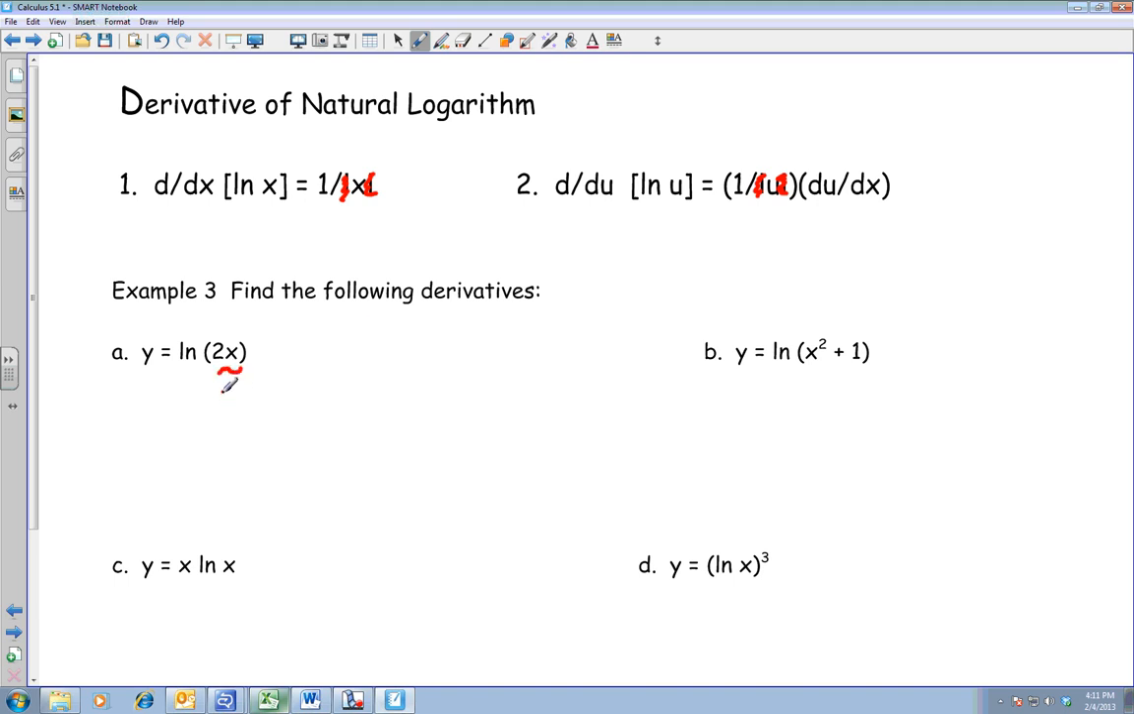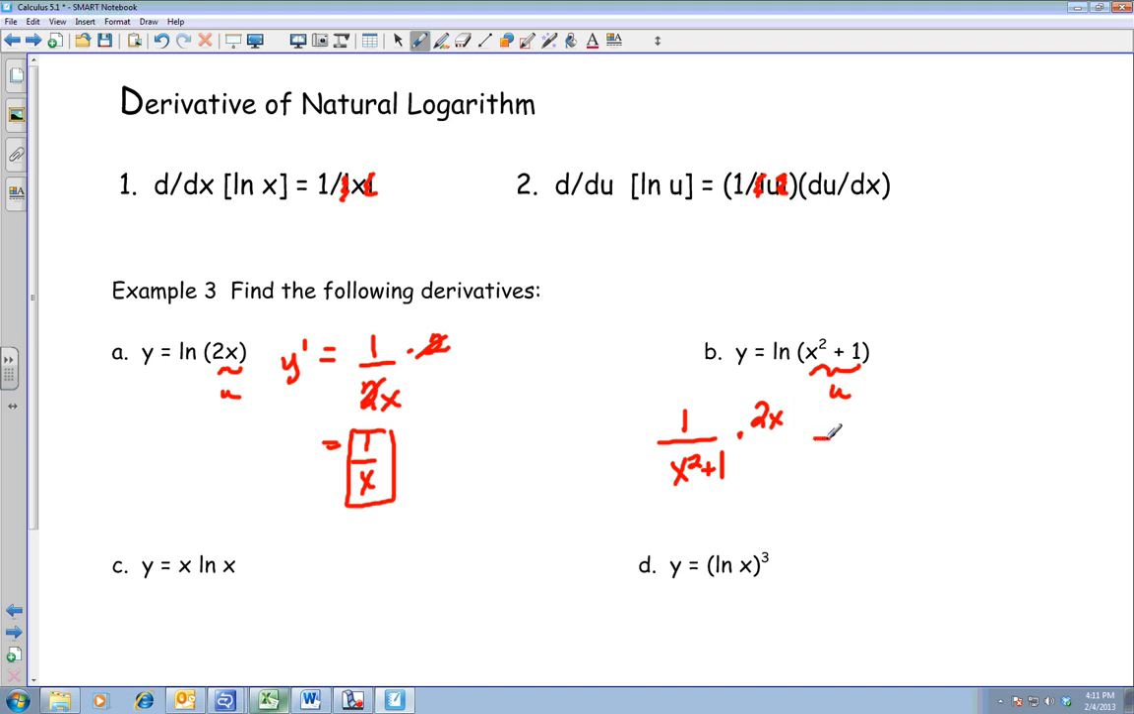So we've already done these. This is my u. So y prime would equal 1 over my u times the derivative of my u. So my 2's cancel, 1 over x. Part B, find the derivative of natural log of x squared plus 1. Here's my u, so it's 1 over my u times the derivative of my u, which is 2x. So I would just write that as 2x over x squared plus 1.